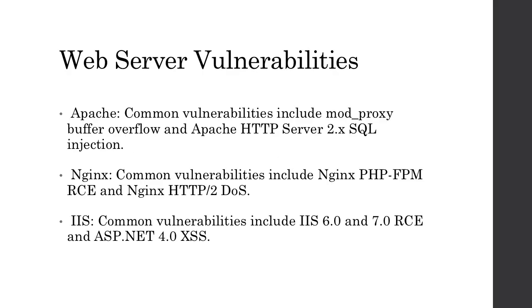Web server vulnerabilities. Apache: common vulnerabilities include mod_proxy buffer overflow and Apache HTTP Server 2.x SQL injection. NGINX: common vulnerabilities include NGINX PHP-FPM RCE and NGINX HTTP/2 DoS. IIS: common vulnerabilities include IIS 6.0 and 7.0 RCE and ASP.NET 4.0 XSS. Here's a simple explanation for each web server vulnerability.